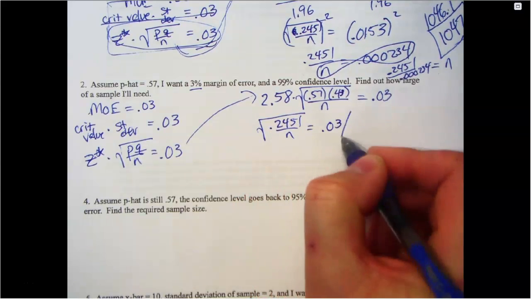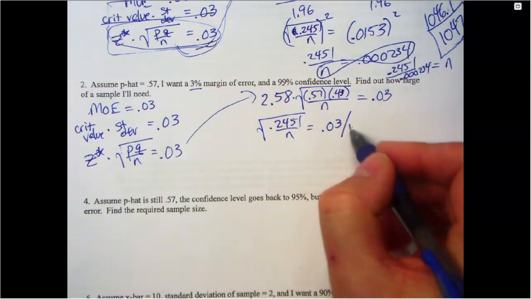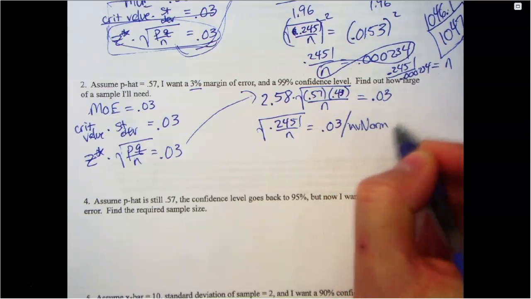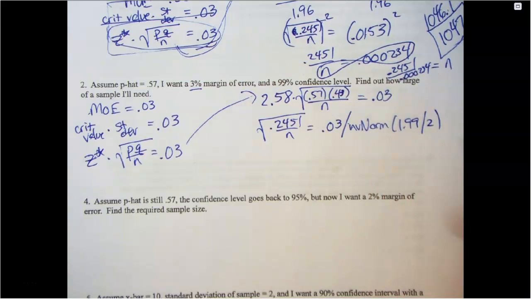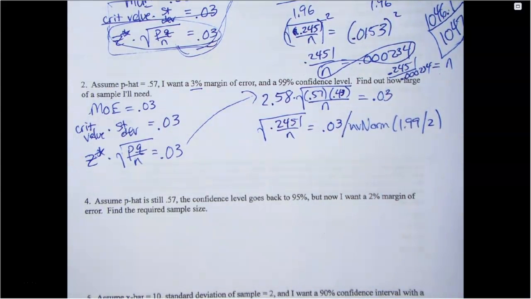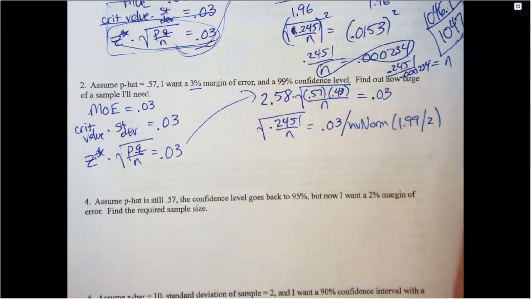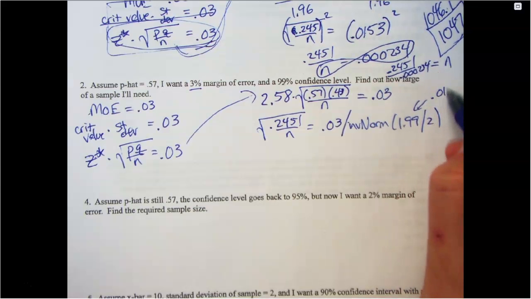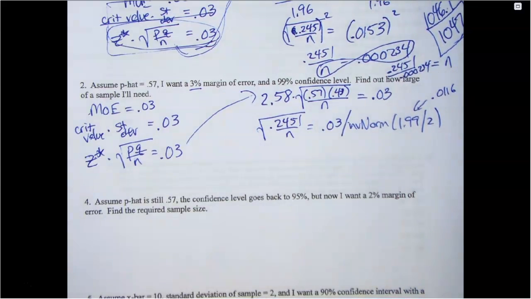And equals 0.03 divided by inverse norm 1.99 divided by 2. I'm not even going to write down what it is. I'm going to do it though. Okay, yeah, I guess I will write it down. It's like 0.0116.